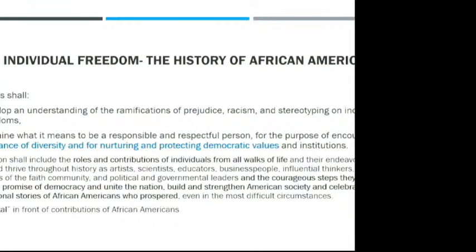And then on the instructional side, they also added that students must be taught to develop an understanding of the ramifications of prejudice and racism and everything you see on this slide, and that we must teach students to be respectful and encourage tolerance of diversity. So there's both sides of that issue in this one bill. So we will be very careful to make sure that everyone has a full understanding of this bill.